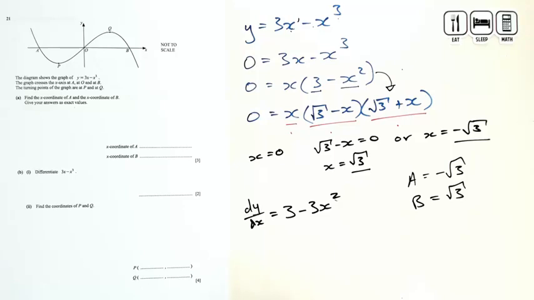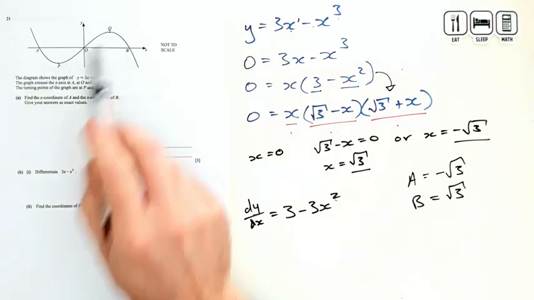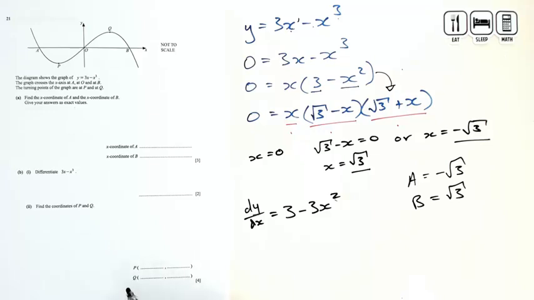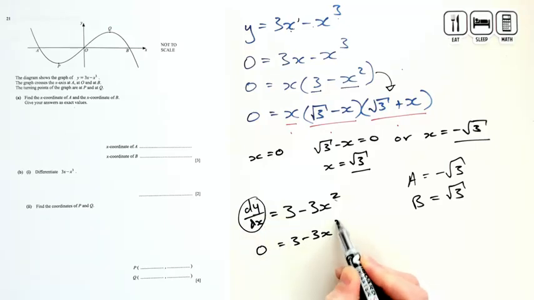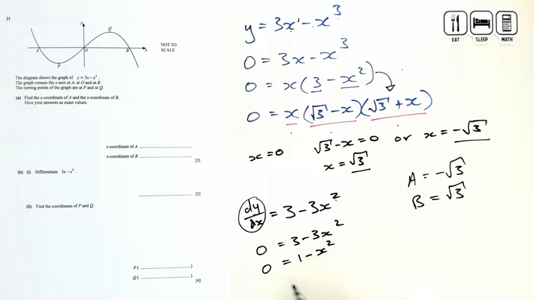And then for the next bit, they're saying find the coordinates of P and Q. So P and Q, they told us they are turning points. So I know at the turning point, the gradient is going to be 0. So there I make this a gradient function. So I make 0 equal to 3 minus 3x squared. And I want to solve this. Again, factorization would work. But first, I'm just going to divide by 3, make my life a little bit easier. So that's going to be 1 minus x squared, and I have the difference of squares again. So I have 1 minus x and 1 plus x.